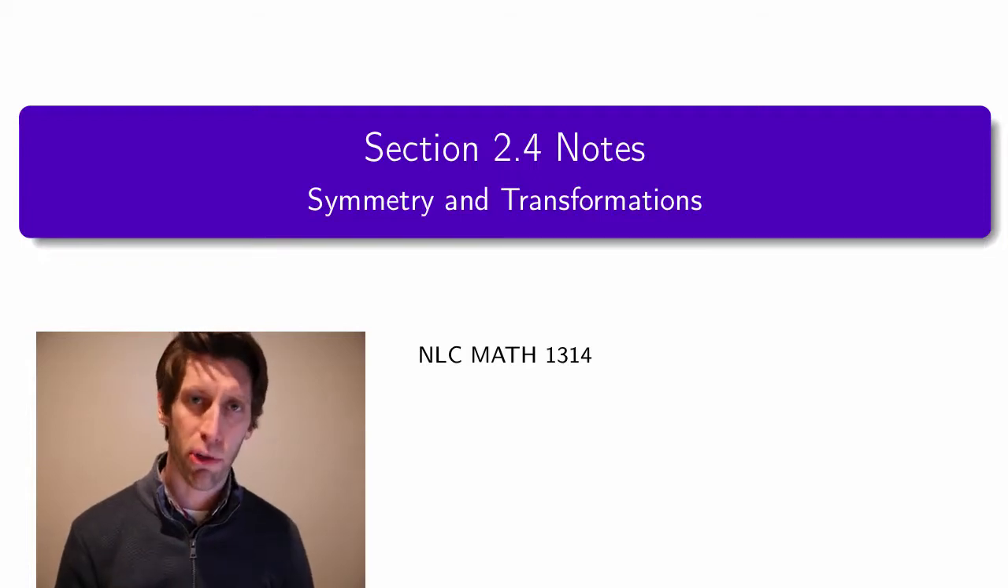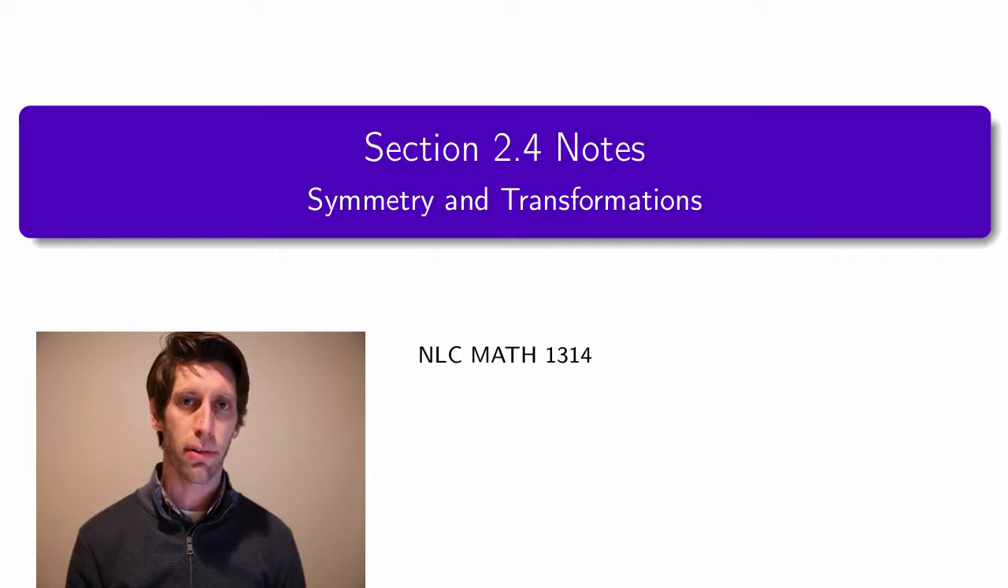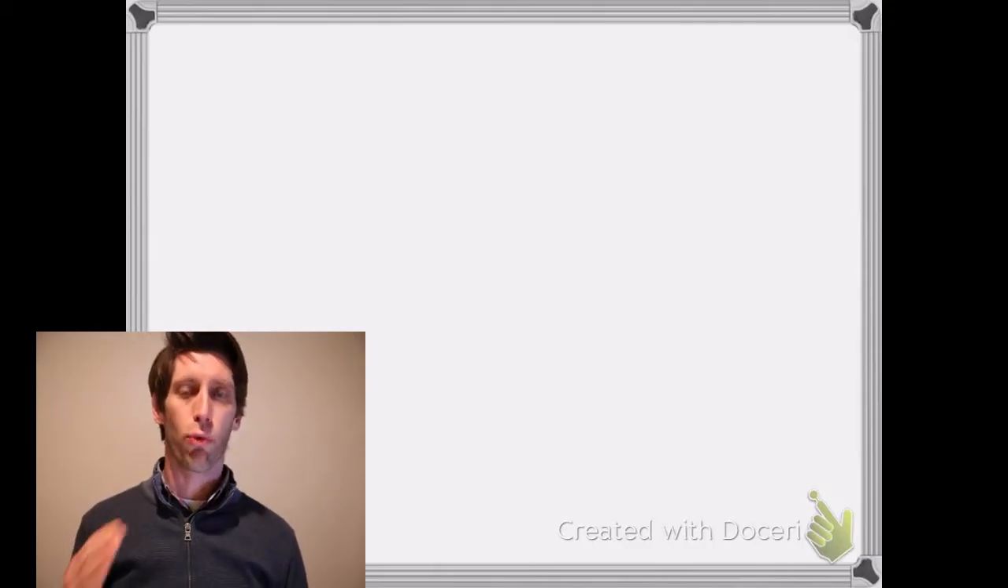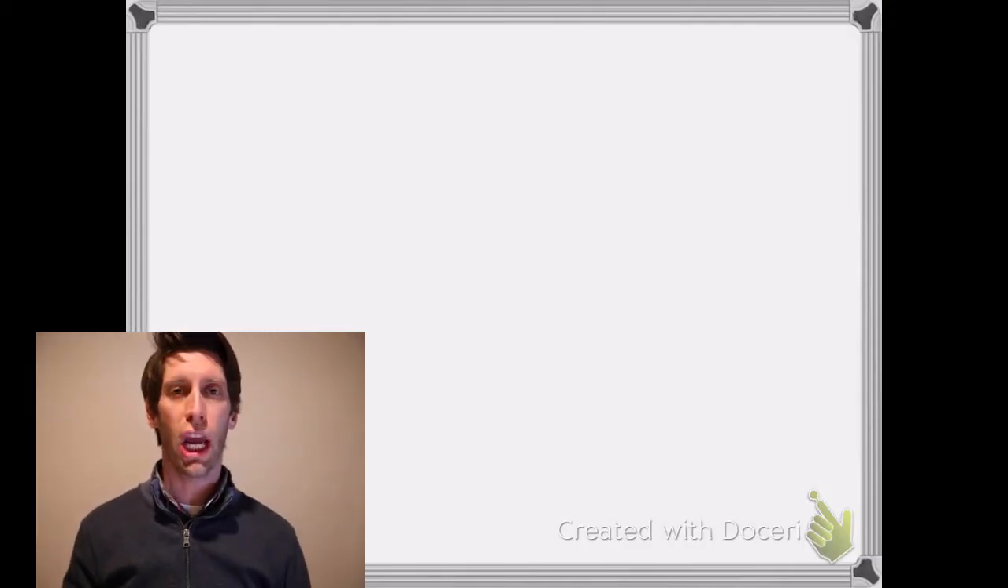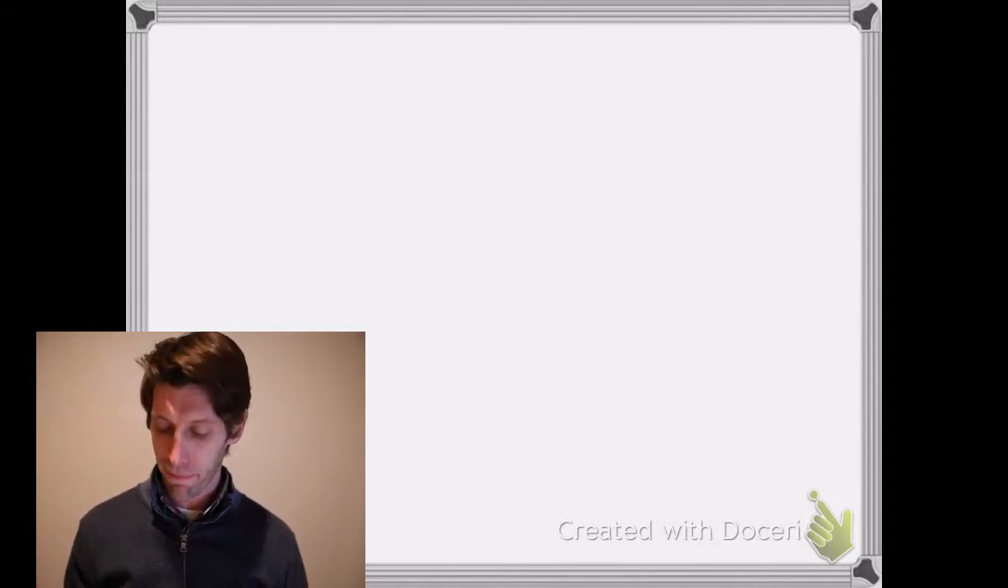So we're going to finish up with section 2.4 today. In particular, we're going to talk about transformations. So we're going to start with 7 really basic graphs here, the shape and the picture, the graph of which you should have committed to memory.